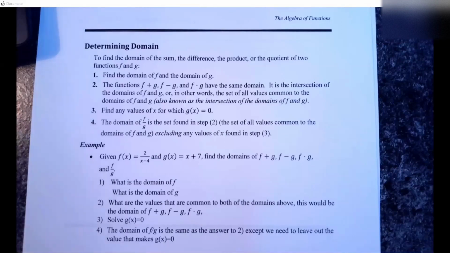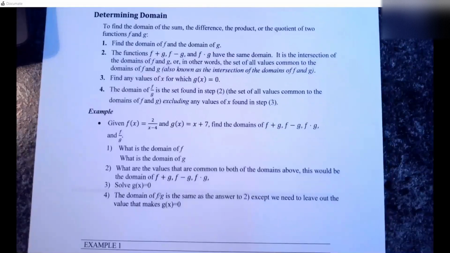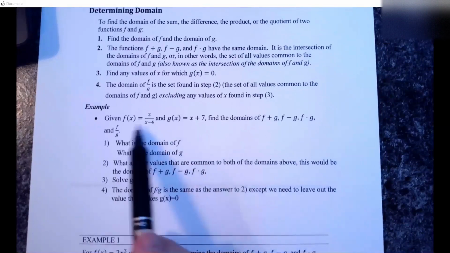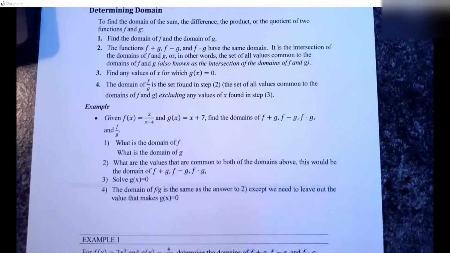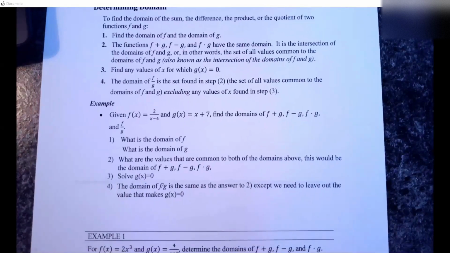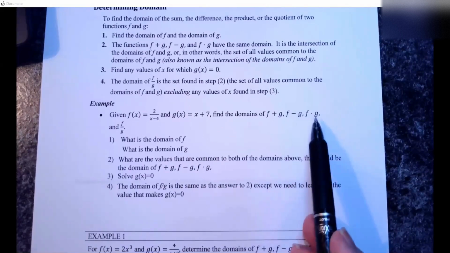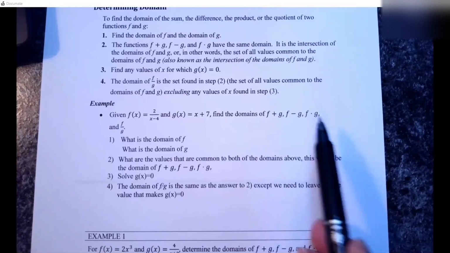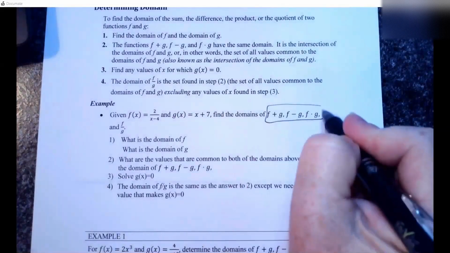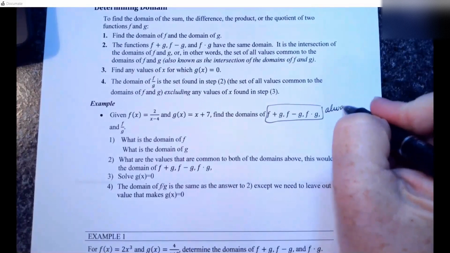For the quotient, f divided by g, it's the same as we found for f plus g, f minus g, f times g, but we also have to leave out the values that make the denominator function equal to 0. So for example, if you have a function f of x is 2 divided by x minus 4, and g of x is x plus 7, let's start by finding the domains of f plus g, f minus g, and f times g. Because these three domains, for any two functions, are always the same domain.